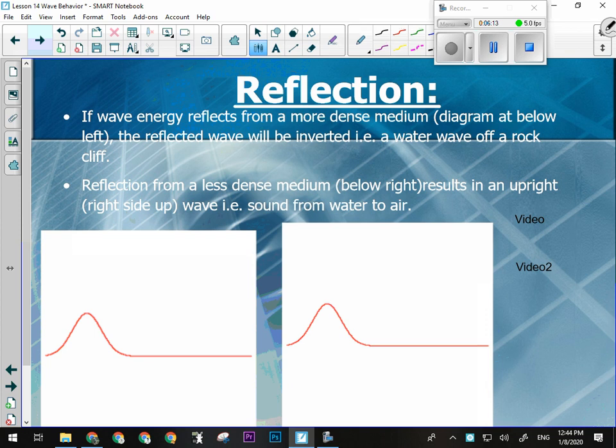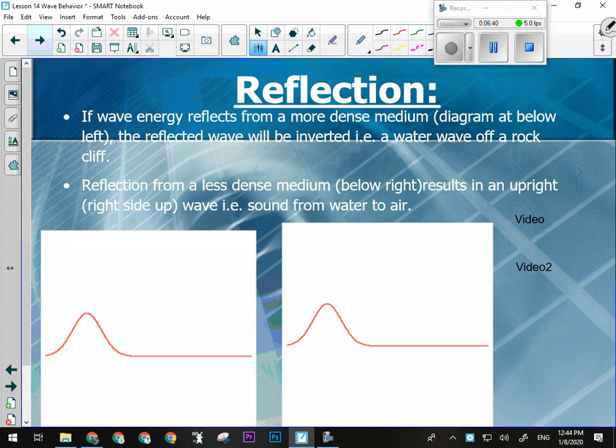Okay, the thing to remember about reflection is that whatever angle the wave comes in at, that's the angle it's going to come off at. So if I have a wave that comes in at 45 degrees when it hits a reflecting surface, it's going to bounce off that reflecting surface at 45 degrees. It's called the law of reflection. The angle of incidence, that's the angle it comes in at, is equal to the angle of reflection, always.